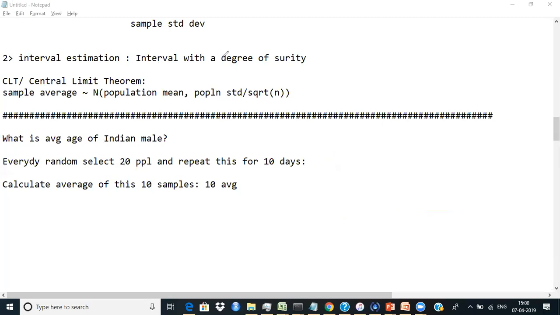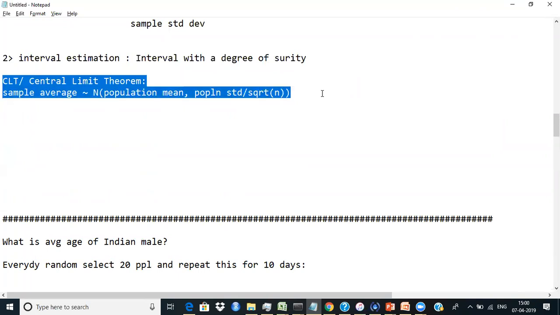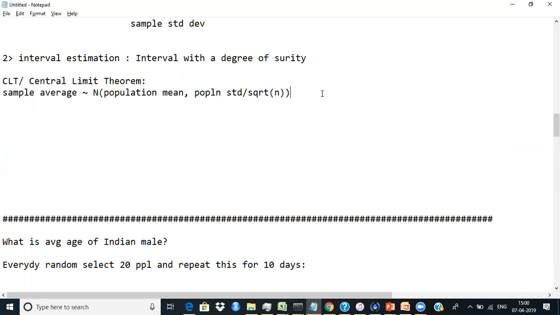No, there is no assumption. I just showed you using a normal distribution because it is easier to show you. But the central limit theorem applies universally to all distributions. Irrespective of whatever the population distribution, the central limit theorem will always apply.